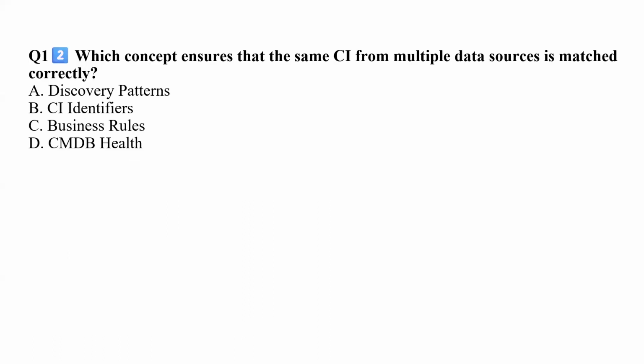The next question is, which concept ensures that the same CI from multiple data sources is matched correctly? Option A, discovery patterns. Option B, CI identifiers. Option C, business rules. Option D, CMDB health. The correct answer is CI identifiers.